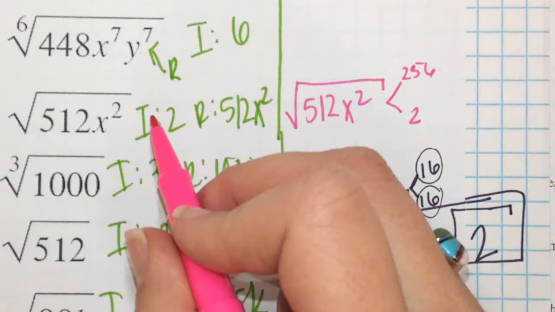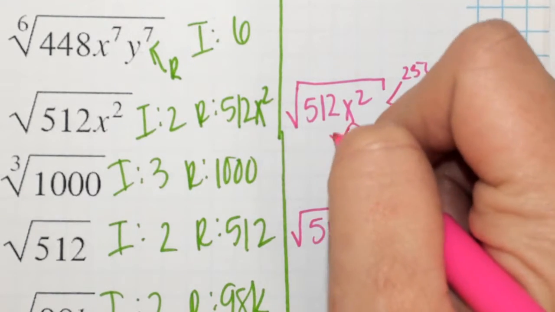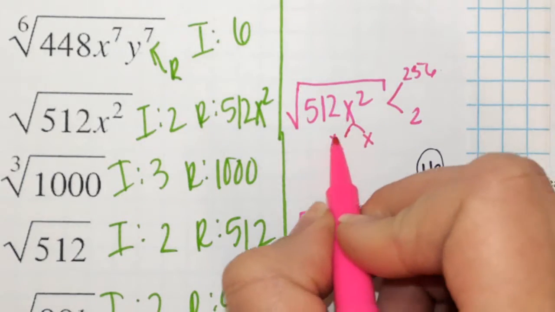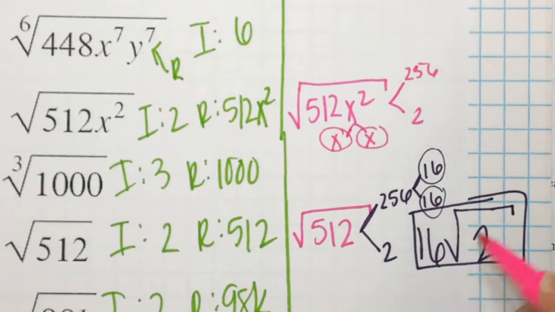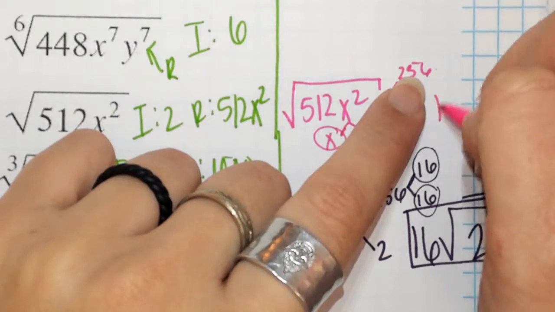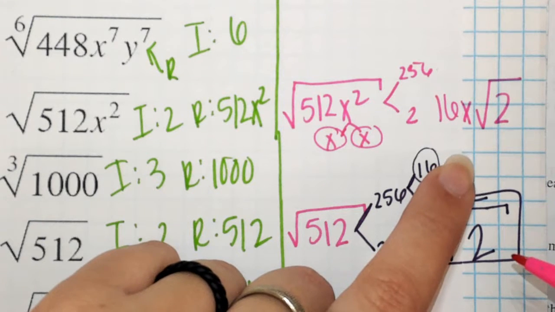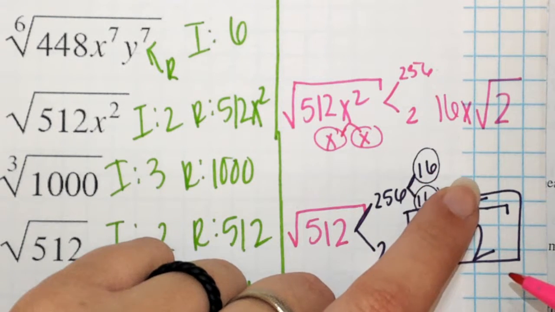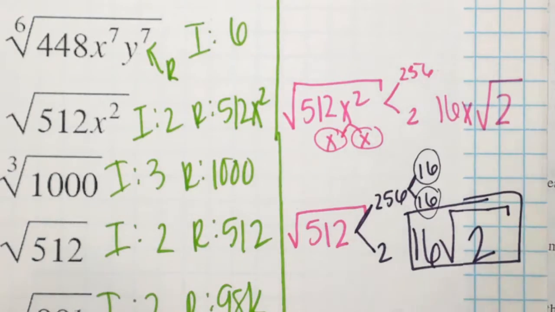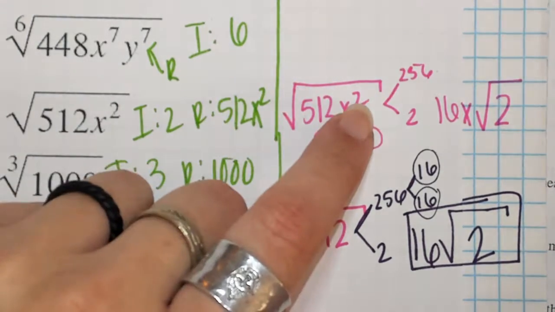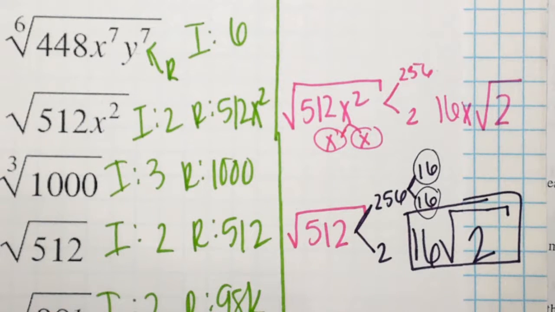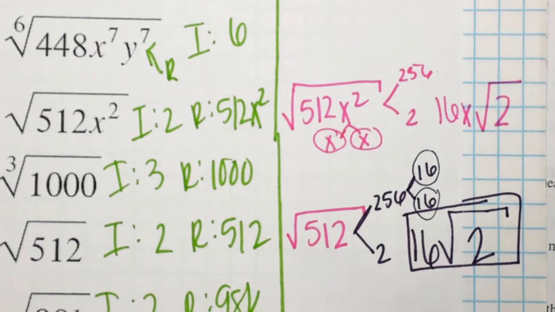Does everybody understand? Okay, look. X, X. How many x's do we have? 2. So one of them goes outside with our 16, and then the 2 stays inside. That's all you do. Or you do 2 divided by 2 is 1, so it comes outside. If it was a 4 right here, how many x's would come outside? 2. If it was a 6, how many x's would come outside? If it was a 5, how many x's would come outside?